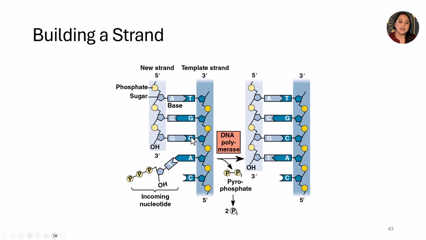So if we go back here, you could see that. This template strand has to be going 3' to 5', and then the one that you're growing has to be going anti-parallel, from 5' to 3'. And you just add more nucleotides on the 3' end to the next 3'. And it can only go that way.